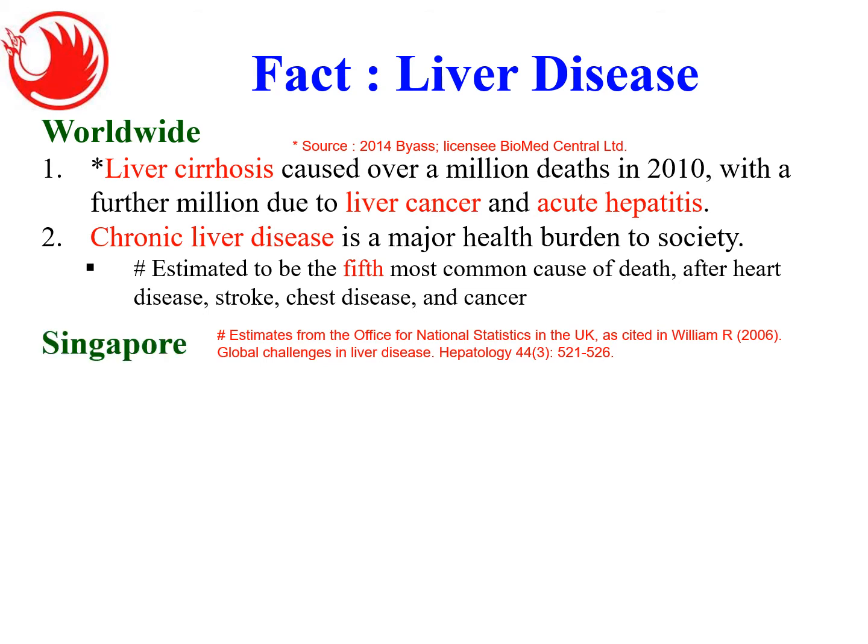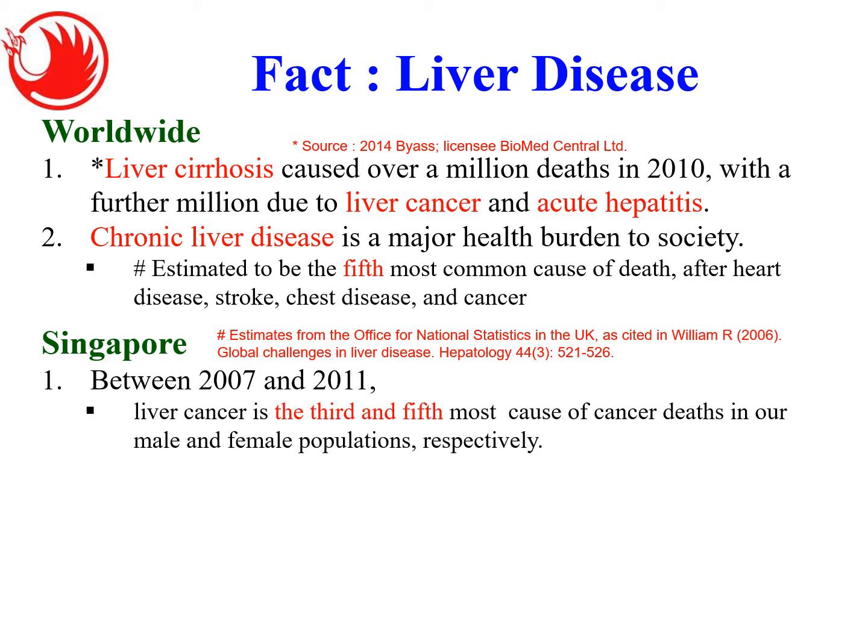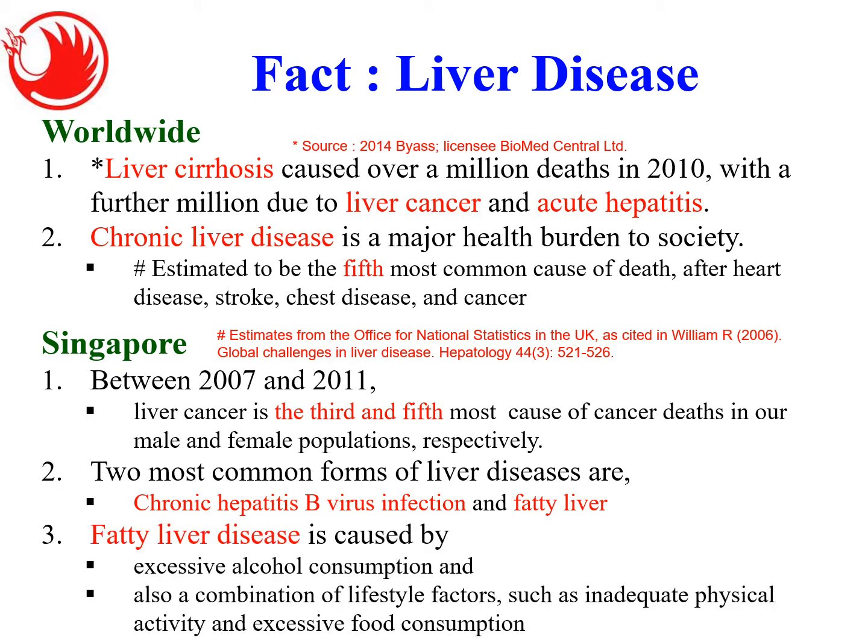Chronic liver disease is a major health burden to society. It is estimated to be the fifth most common cause of death after heart disease, stroke, chest disease, and cancer. As for Singapore, the 5-year data between 2007 and 2011 shows that cancer death caused by liver cancer ranked third for men and fifth for women. There are various types of liver disease from hepatitis A to E. The two most common liver diseases are chronic hepatitis B virus infection and fatty liver.